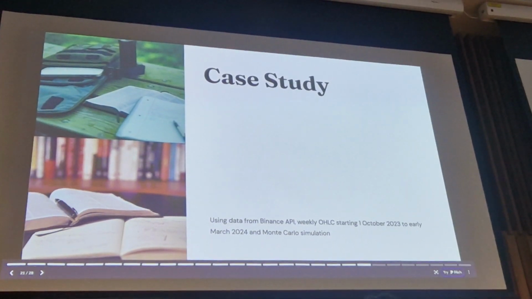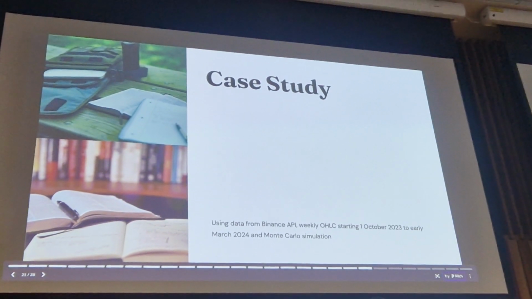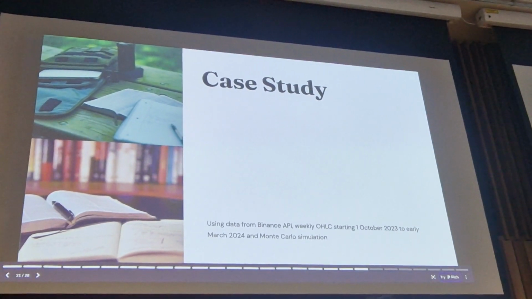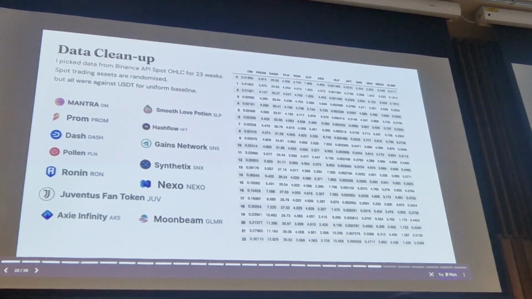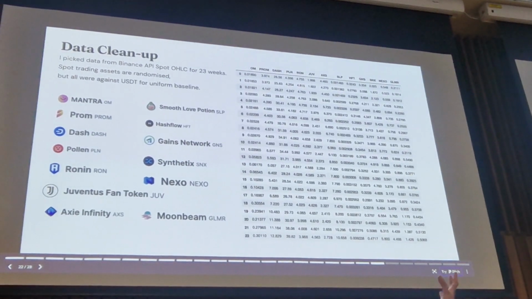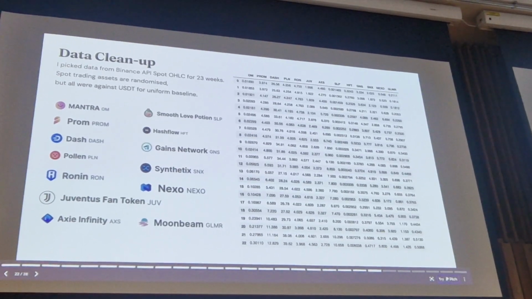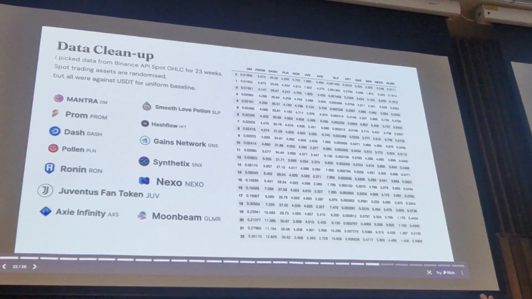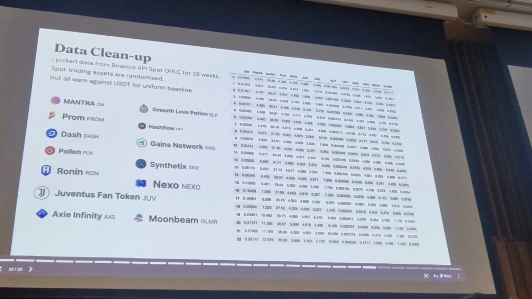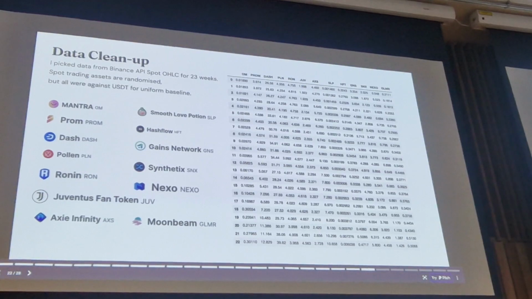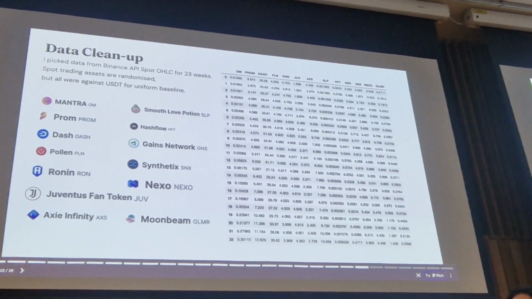I go to the case study. Binance API data from 1st of October until earlier this month. I'm using the Monte Carlo of 10,000. Since I picked random tokens, as long as the baseline of the spot trading is USDT, I didn't know what I picked. To be honest, I just Googled yesterday what OM stands for. Although we are an exchange, sometimes I don't really memorize all the tickers by myself.